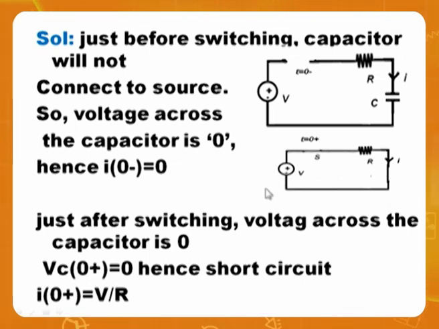Therefore, what is the current in this circuit? It is a short circuit. You know why the capacitor is a short circuit? Once again I am repeating. Three words, please follow. This capacitor is not connected to the source. Therefore, it could not develop any voltage. No voltage means short circuit. Therefore, current is V by R.